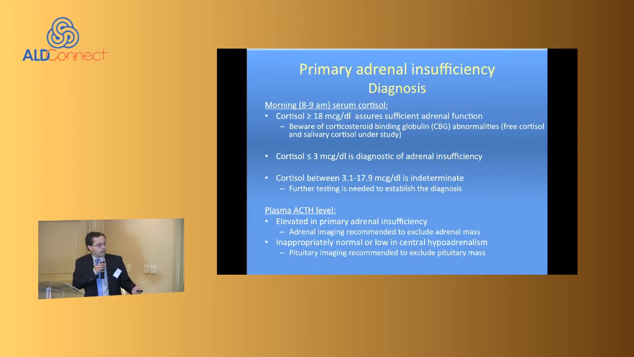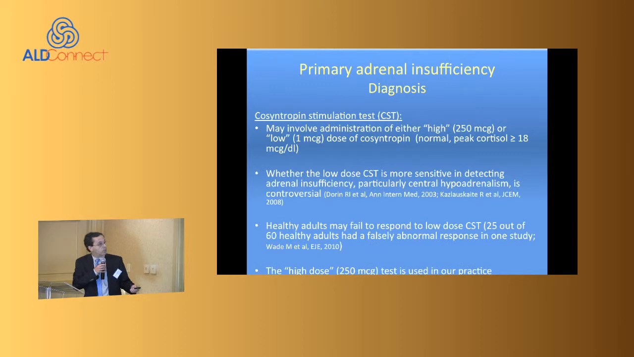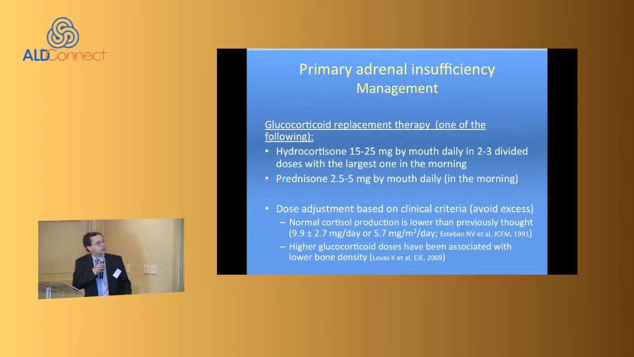ACTH, again, is high in patients who have primary adrenal failure. The cosyntropin stimulation test involves administration of an ACTH analog to stimulate cortisol, in either higher or lower doses, and there is debate in the literature about which is better. It turns out that some healthy adults may fail to respond to the low-dose cosyntropin stimulation test, so in our practice we use the high dose for testing.